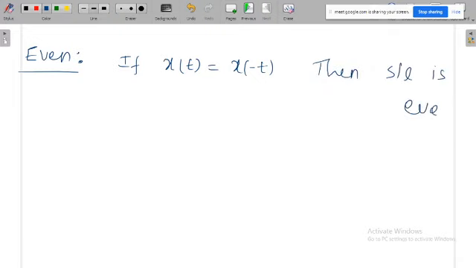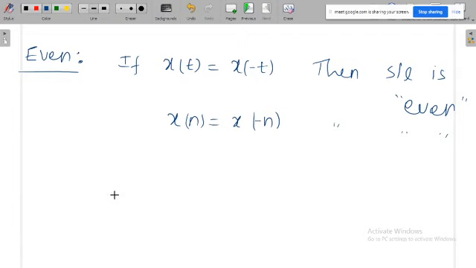Then the signal is an even signal. Otherwise, if the signal is in the discrete domain, there you will apply x of n is equal to minus x of minus n. Again, the discrete signal is said to be even.